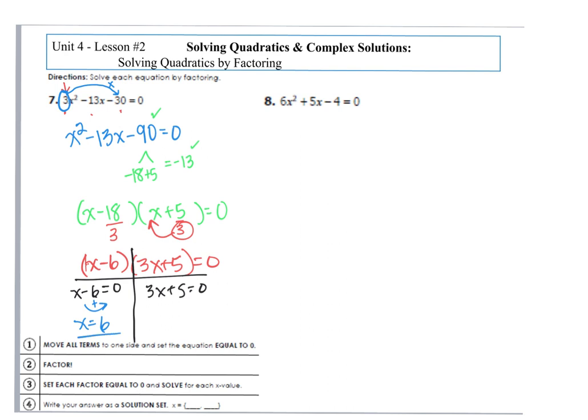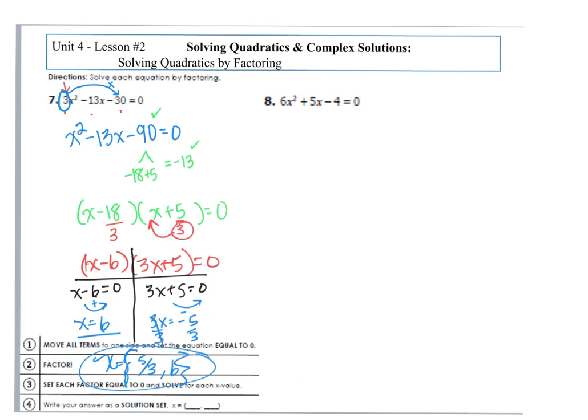On my next side here, 3x plus 5 equals 0, we would subtract 5 to get it to the opposite side so that we have 3x equals negative 5, and then we divide by 3 on both sides, so x equals negative 5/3. Our 2 solutions, I'm just going to write it down here, are x equals negative 5/3 and positive 6. And braces. It's hard to write on the screen, so they look terrible, but that's okay.